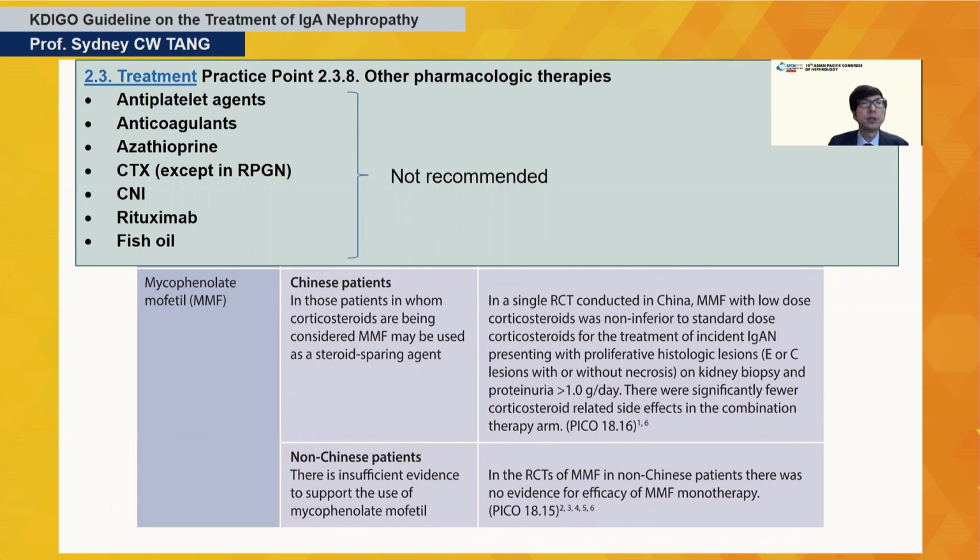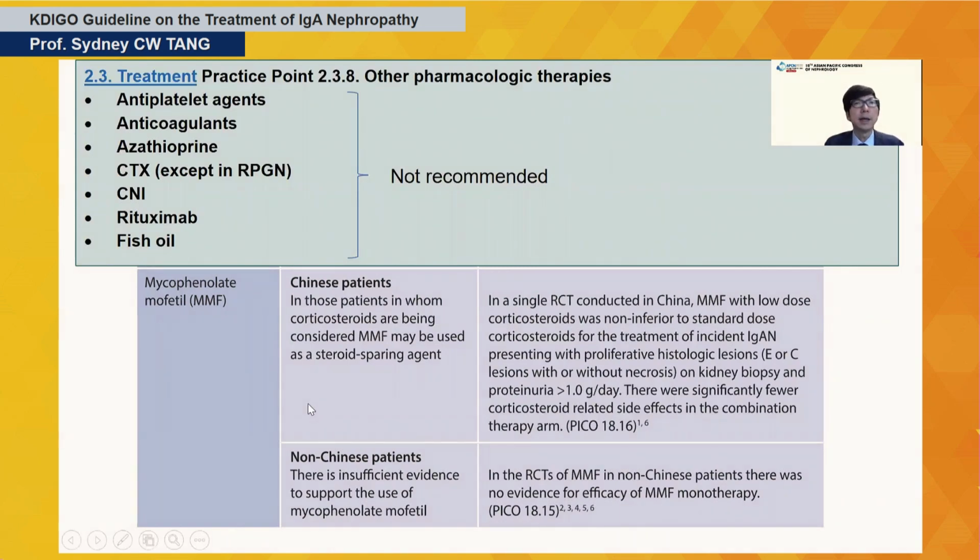The practice point 2.3.8 would include information on other pharmacologic therapies, and all these listed here on the top, from antiplatelet agents all the way to CNI, Rituximab, and also fish oil, are not recommended. For Chinese patients, mycophenolate may be considered, particularly in patients in whom corticosteroids are being considered, and mycophenolate may be used as a steroid-sparing agent. Now, why is that so?